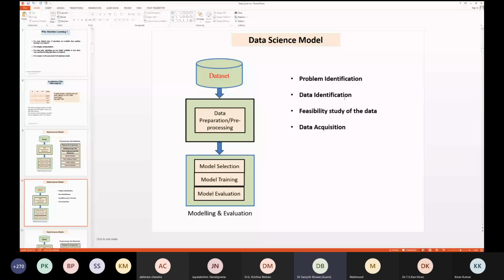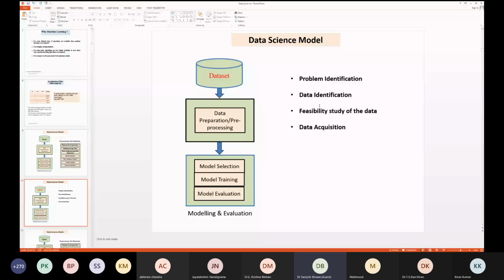Otherwise, he cannot identify the data which will be required to solve the problem. After that, we have identified the data. Then we have to do the feasibility study of the data, whether the data is available or not, whether we'll get the data or not. For example, if we attempted a certain kind of data, but in reality we are not able to collect it, then the whole project will collapse. So we have to study whether data will be available or not.